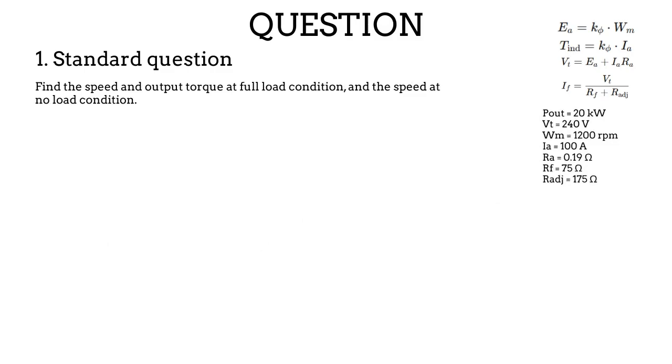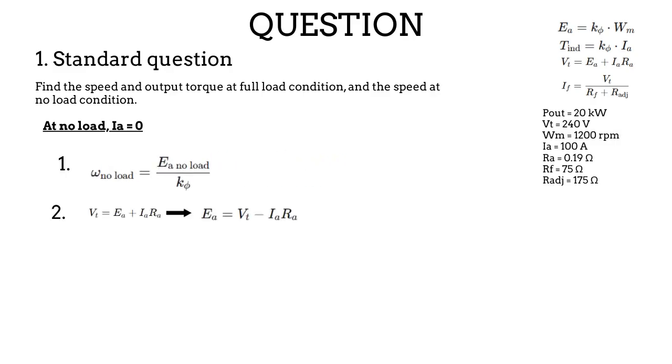The first step to answer this question is to find the no-load condition values, where IA equals 0. To find speed, use this equation. In this question, EA and K flux need to be calculated. To find EA no load, we use this equation. Since IA equals 0, EA equals VT.